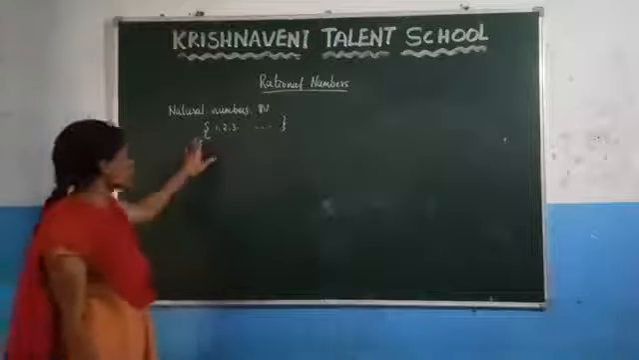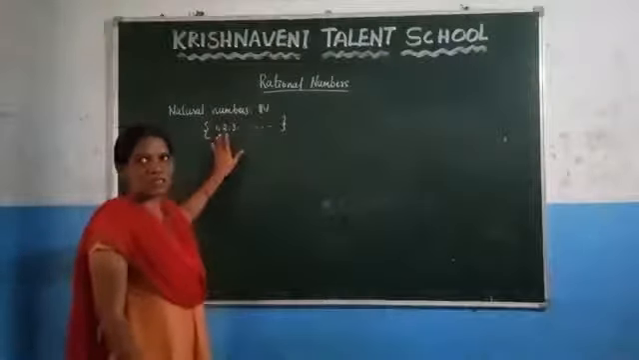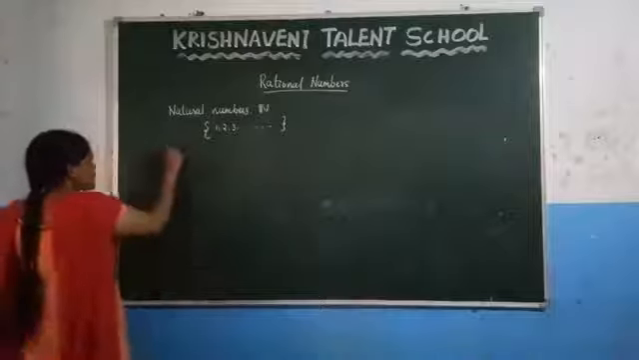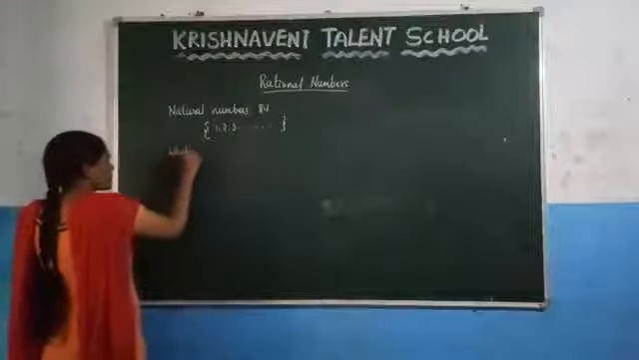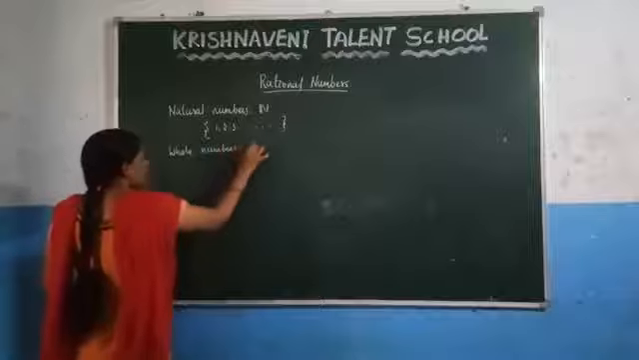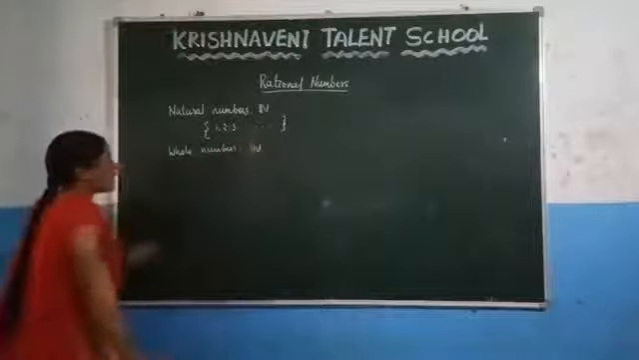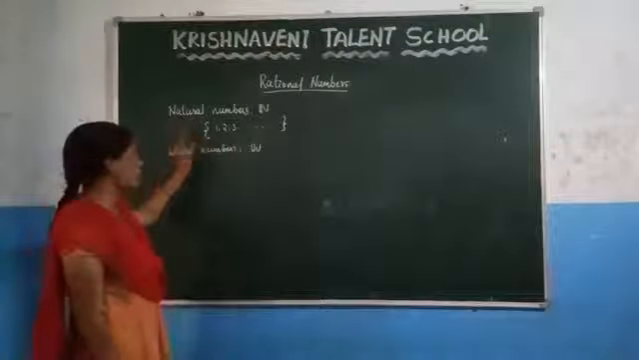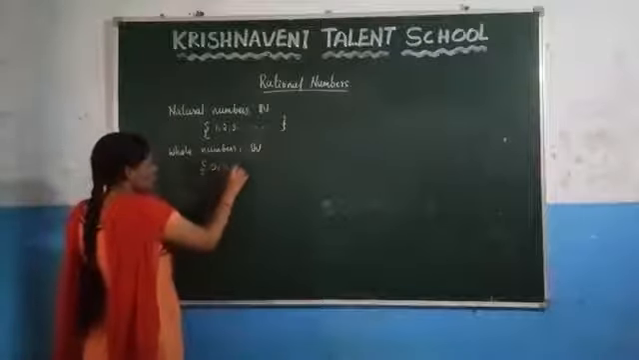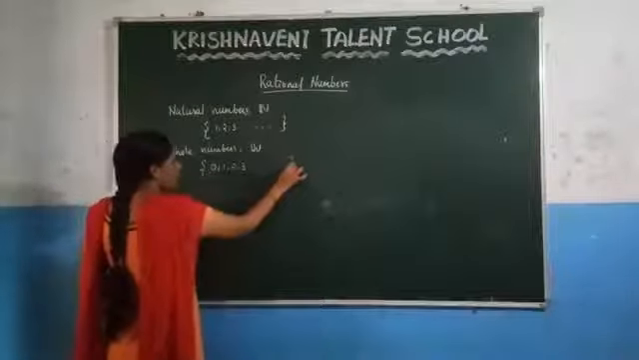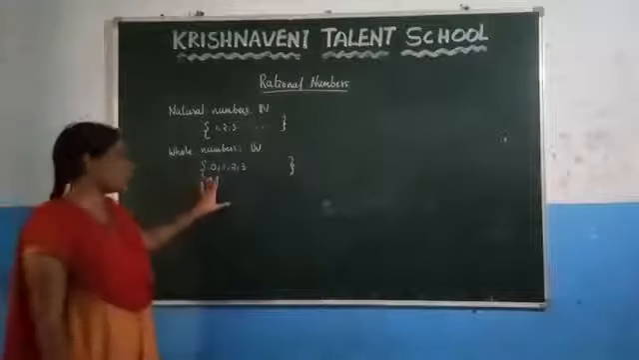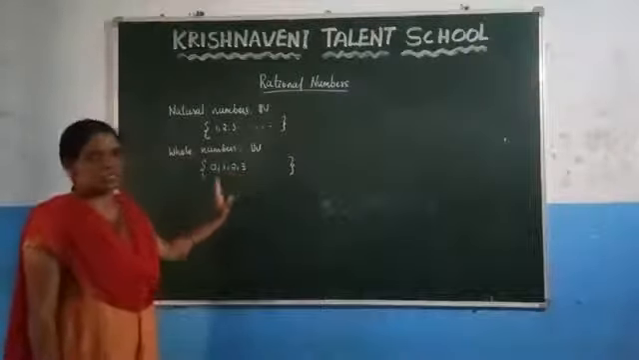What is the smallest natural number? 1 is the smallest natural number and there is no largest natural number. The next number system is whole numbers, and the whole numbers are denoted by the letter W. If you add 0 to the natural numbers, we will get the whole numbers. So the whole numbers will start from 0, 1, 2, 3 and so on. What is the smallest whole number? 0 is the smallest whole number and there is no largest whole number.